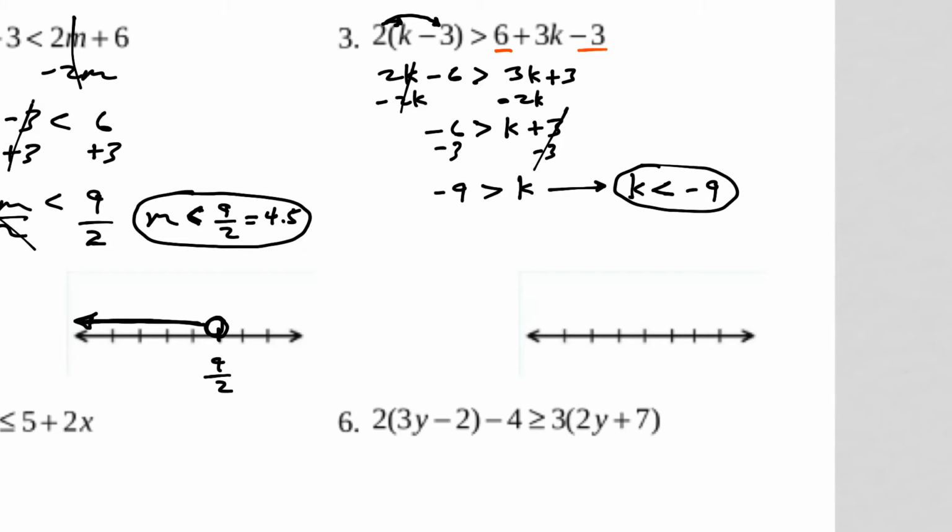And now we have to graph it. I'll put negative 9 on my number line. And this one, the inequality symbol does not have an equal to bar on it. So we're going to make an open circle at negative 9. And the variable's on the left. And we can see that the inequality symbol is pointing towards the left. So we're going to go ahead and shade to the left. So the solutions are all the real numbers k that are to the left of or less than negative 9.